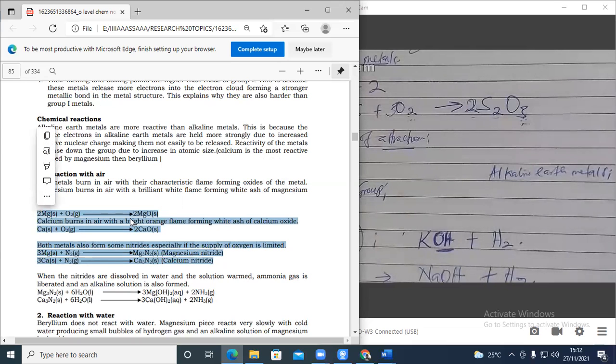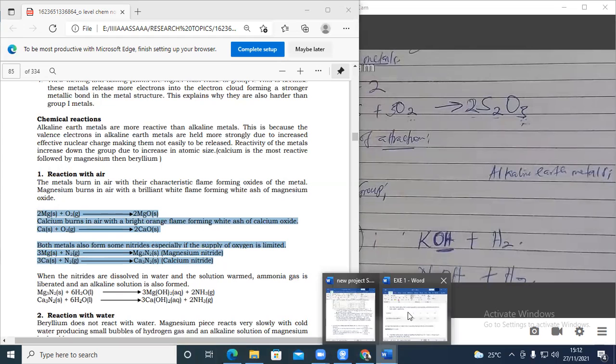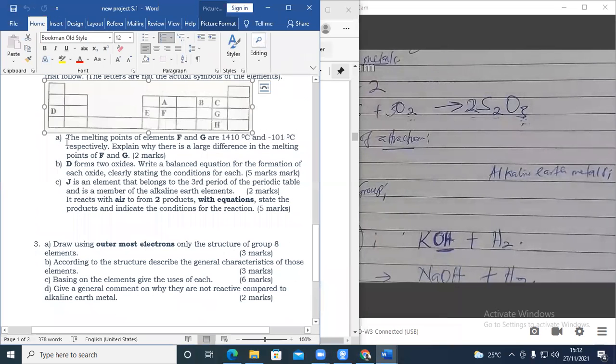Yes. So the question is here. J is an element that belongs to period 3. So period 3 is 1, 2, 3. Where D is, it is there. And it is an alkaline earth metal. Earth metals are of group 2. If it's group 2, then it is here. So that's where you find J.